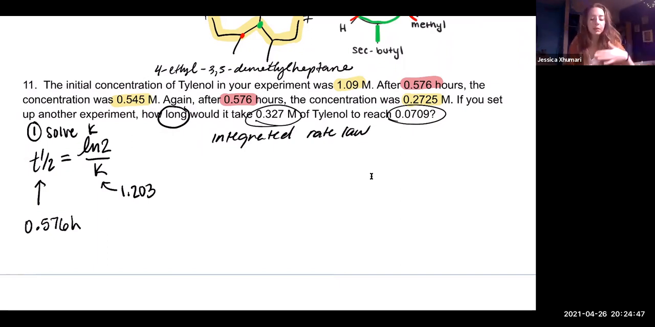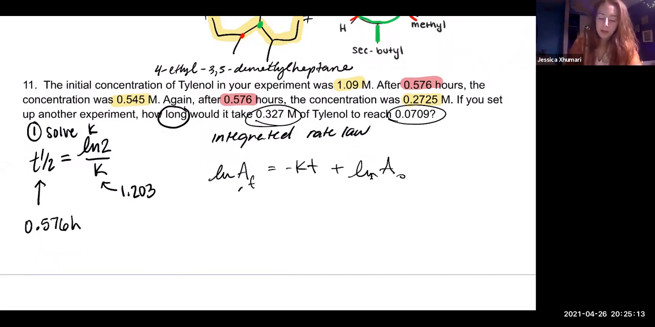And we can do a lot with this k because we need to include it in our integrated rate law here. Okay. I know we're dealing with integrated rate laws because we see a change in concentration and it has to do with time. And so the integrated rate law for first order reactions is ln of our final concentration equals negative k t for time plus ln of the initial concentration. Here our final concentration is 0.0709. Our initial concentration is 0.327. Our time is what we're searching for. And k we solved in our first step.